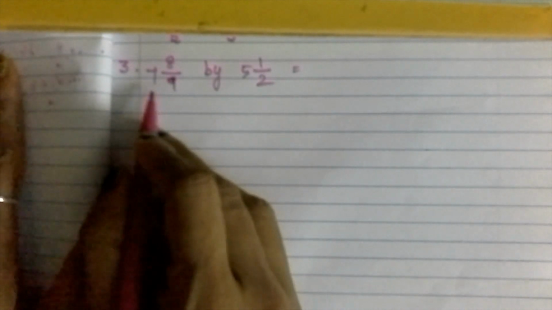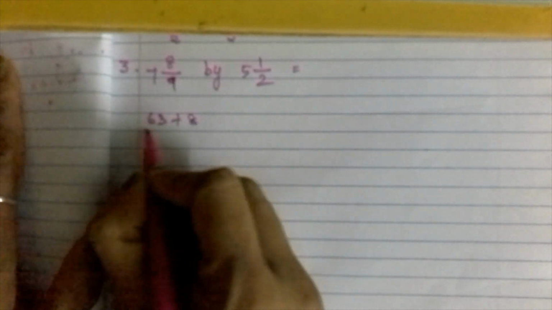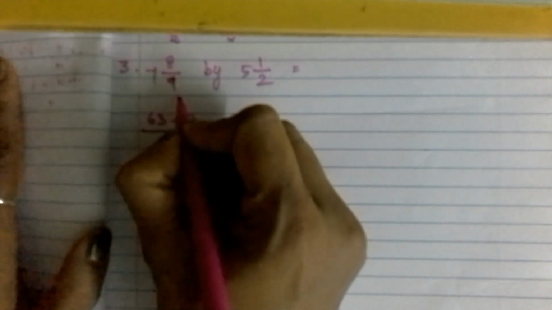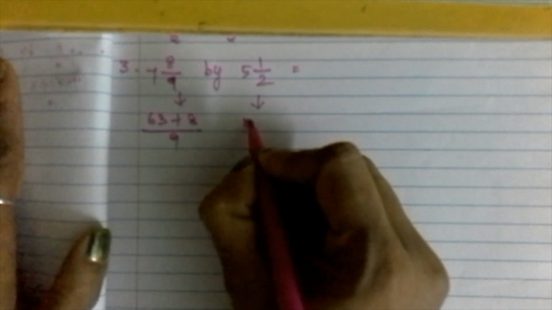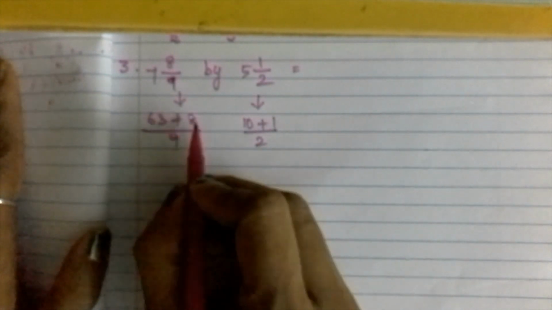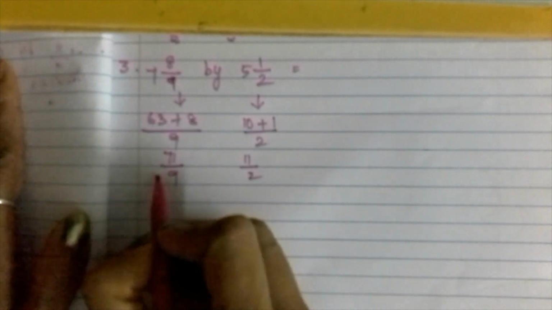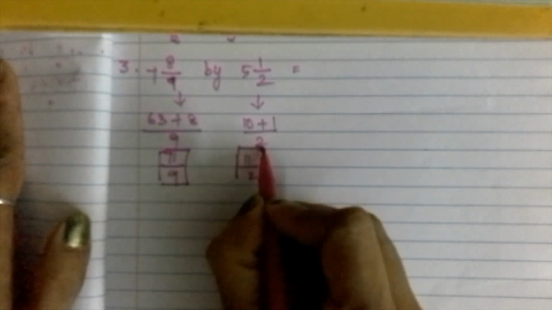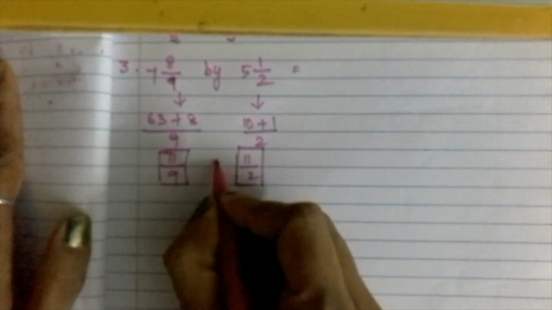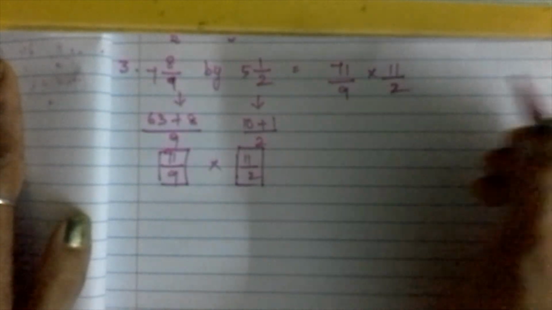So on doing so, 7 9s are 63, 63 plus 8, divided by 9. And 5 2s are 10, 10 plus 1, divided by 2. So 63 plus 8 gives me 71, so 71 by 9. Then 10 plus 1 is 11 by 2. So now I have converted my mixed fractions into improper fractions. I'll have to multiply 71 by 9 into 11 by 2.